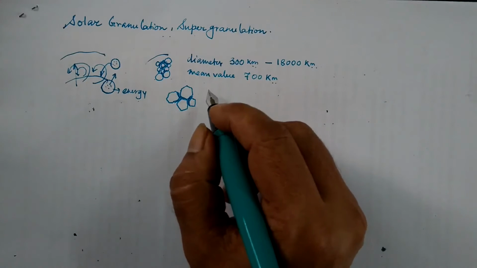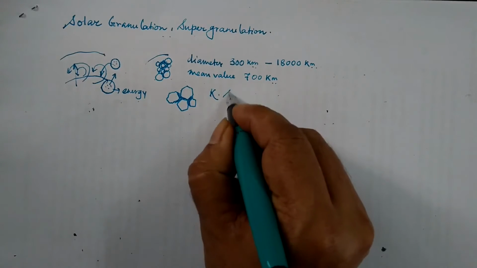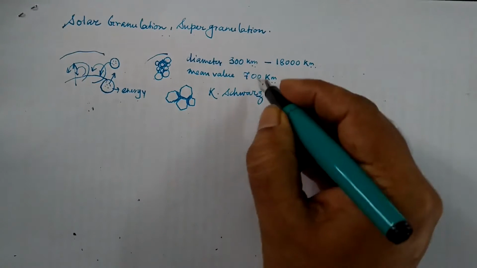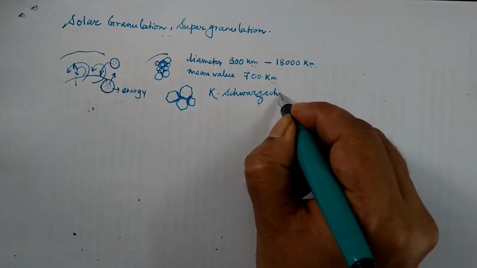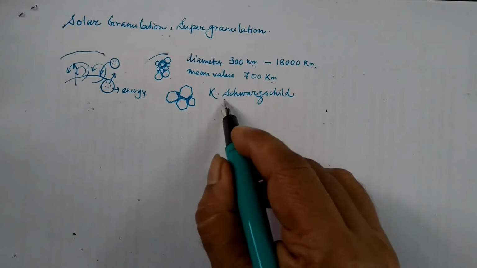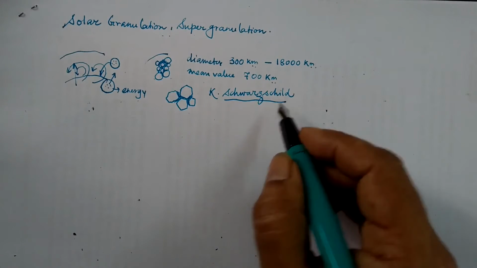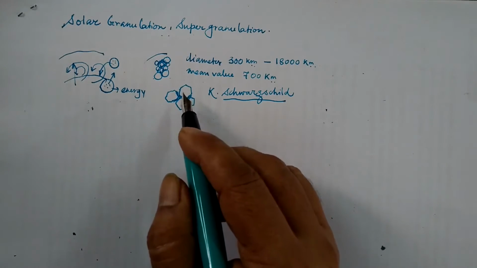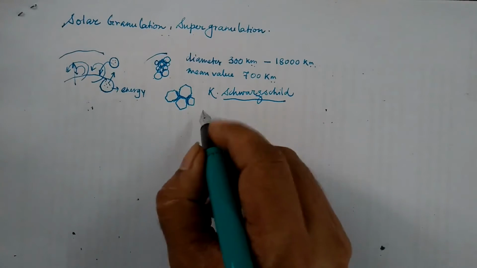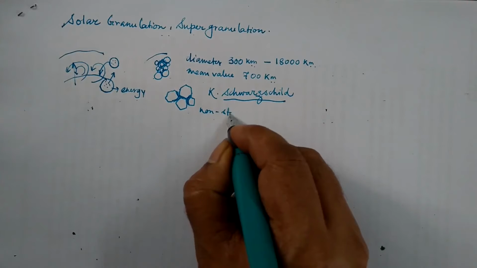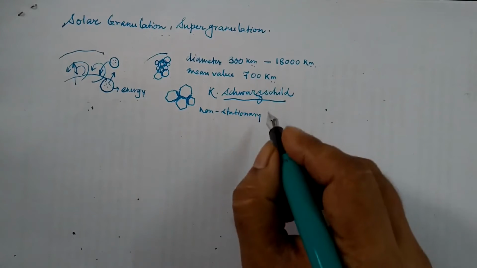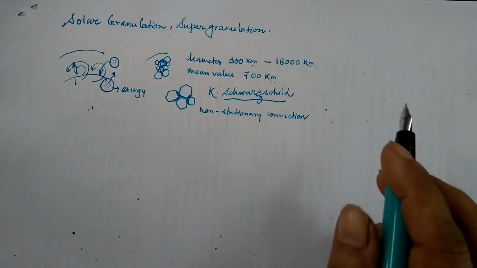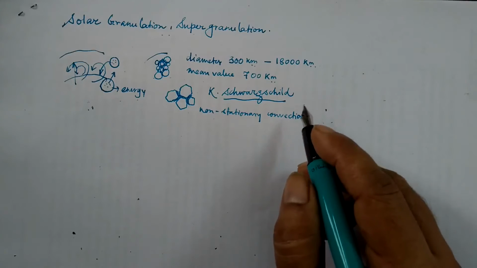Now the scientist K. Schwarzschild suggested that these cellular structures arise from a non-stationary convection, and that is below the solar surface.